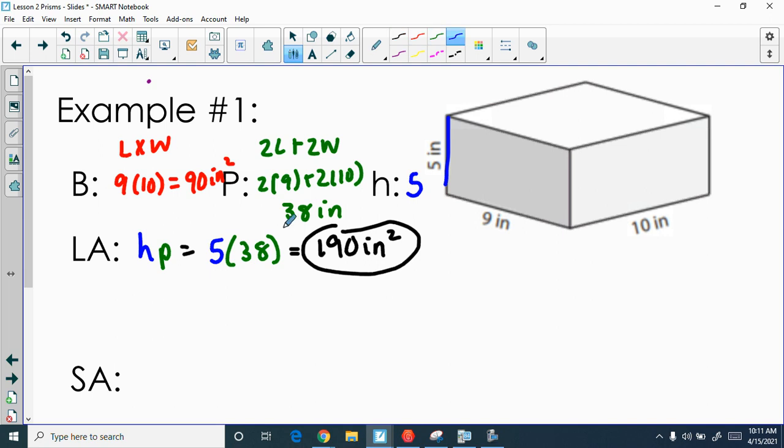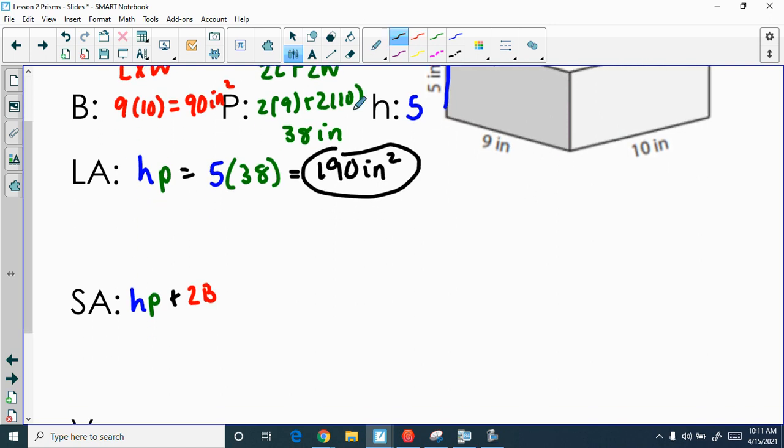For our surface area, it's going to be height times our perimeter plus 2 times our big B. So our height was 5, our perimeter was 38, and then 2 times 90. And we'll type that right into Desmos or our calculator, and we'll find that we've got 370 inches squared.